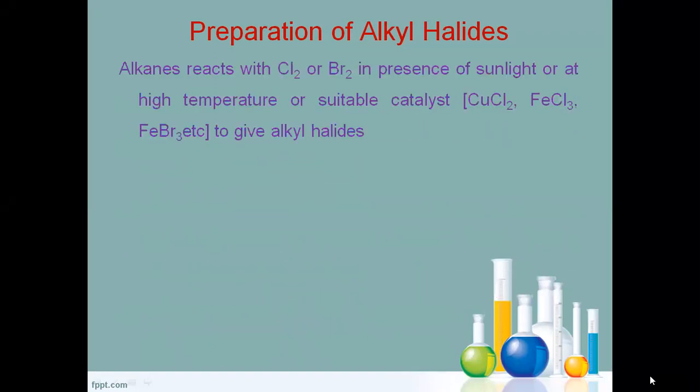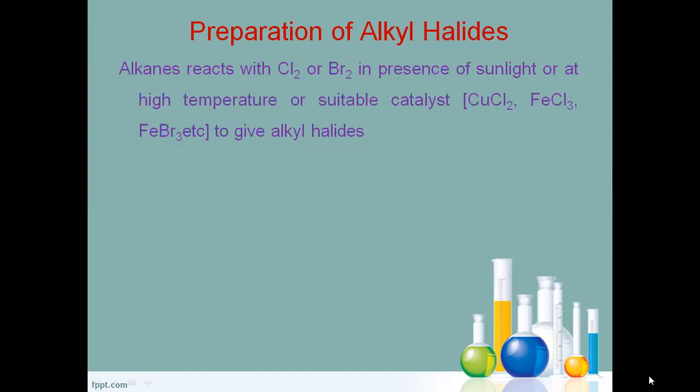One of the preparations is alkenes reacting with halogen in the presence of sunlight, or at high temperature, or with a suitable catalyst to give alkyl halide. Alkyl halides are obtained by treating alkenes with halogens in the presence of sunlight, or at high temperature, or with suitable catalysts like copper chloride, ferric chloride, or ferric bromide.